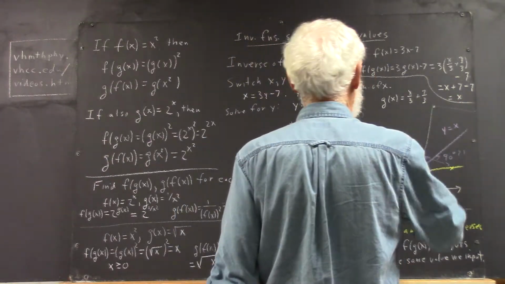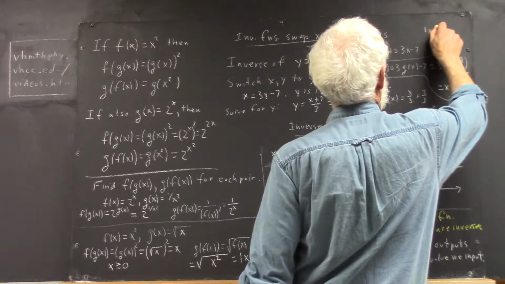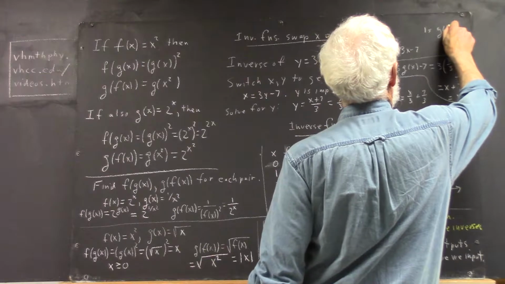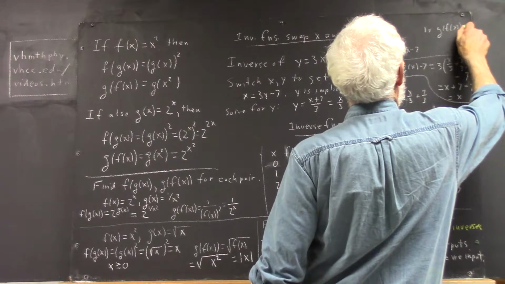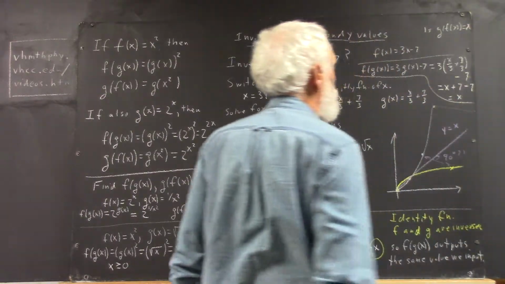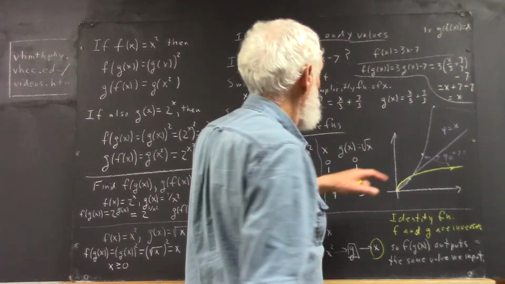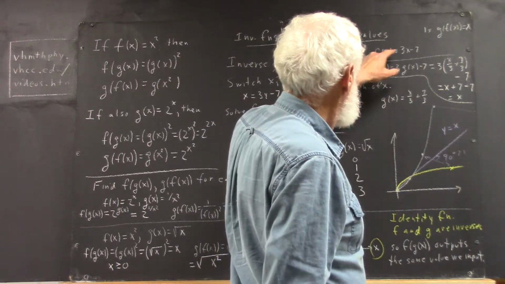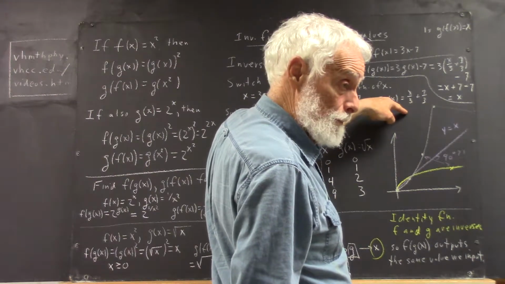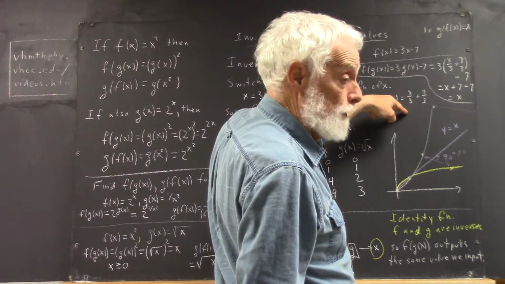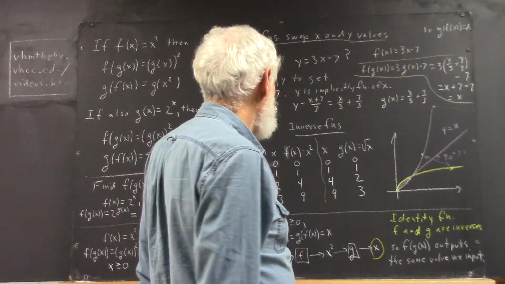Now, we could also check out: is g of f of x equal to x? Well, if we replace the x here with 3x minus 7, we're going to get 3x minus 7 over 3. And when we simplify that, we will end up with just x, and you should do that as an exercise.